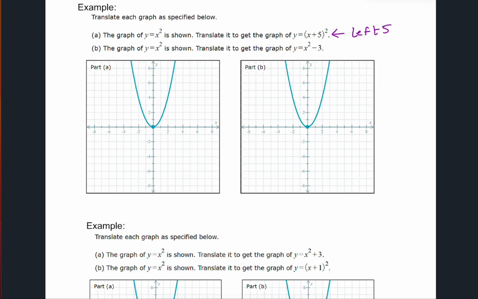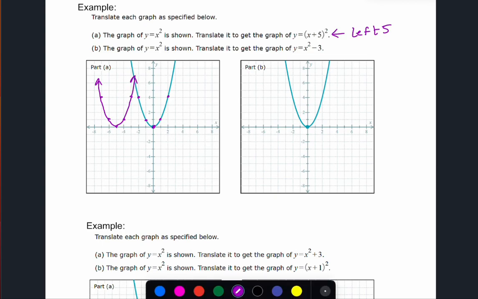So we're just going to take those parent function good points and pick them all up, scooch them over to the left 5, and we've got it. The first one goes here, and then just take them and scooch them over. All I did was take each point, go over 5, scooch them over to the left 5, and draw your new baby function.